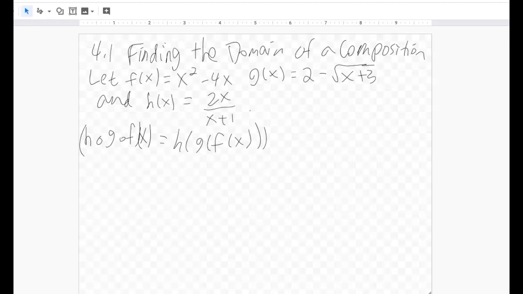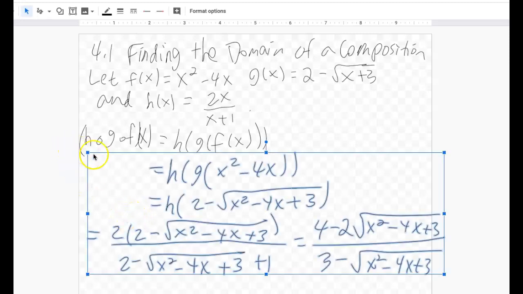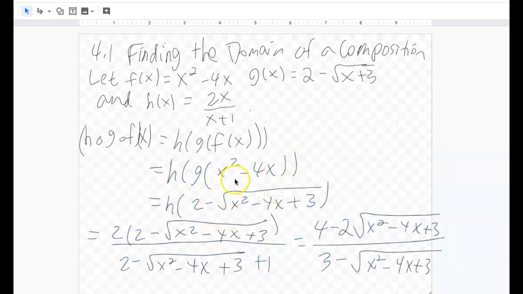Hey everybody, let's look at one more problem where we find the domain of a composition, where we're looking at h composed with g composed with f of x. And if you haven't found this type of triple composition before, go ahead and take a moment to get your answer and hit pause so you can try it. And so here is our work when we do it.